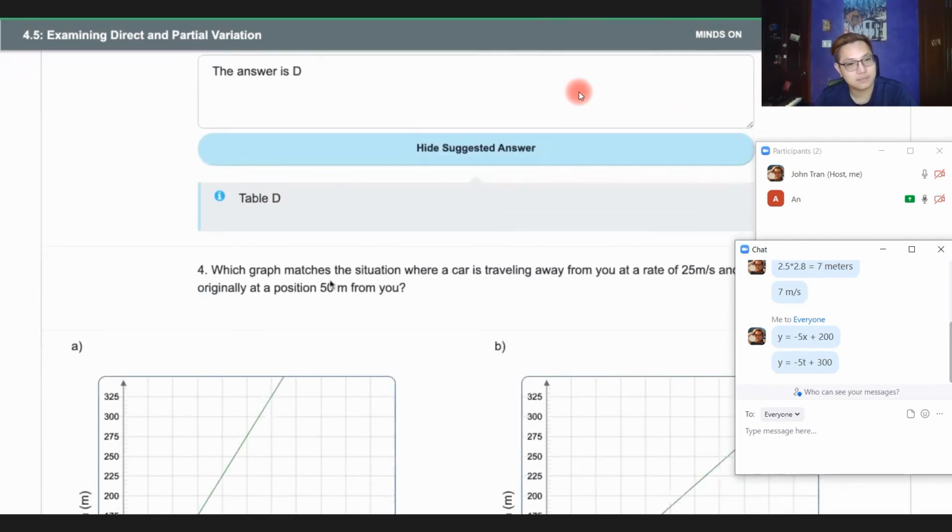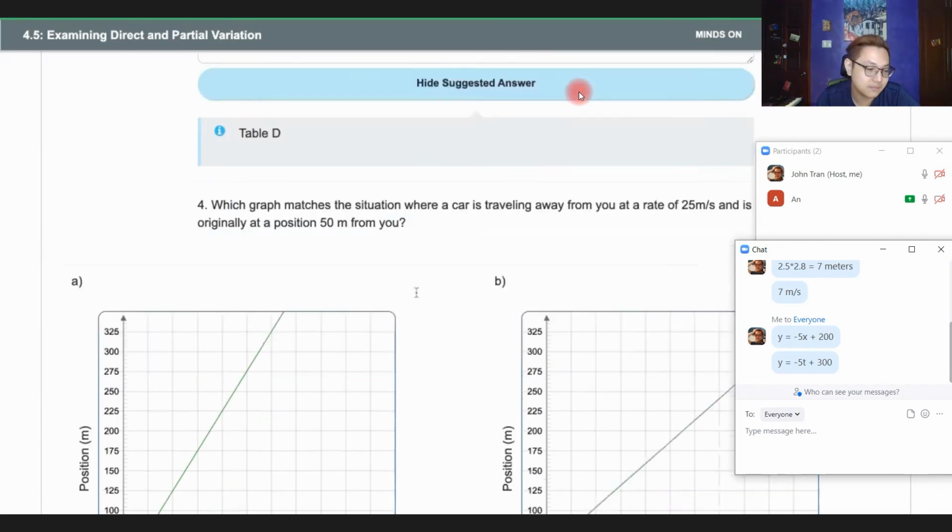Which graph matches the situation where a car is driving away from you at a rate of 25 meters per second and is originally at a position of 50 meters from you?